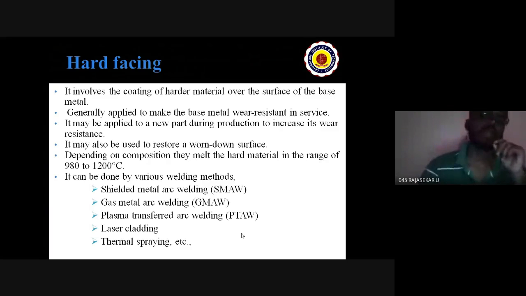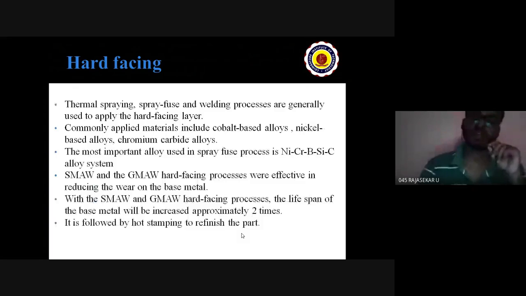Thermal spraying, and spray fuse and welding processes are generally used to apply the hot facing layer. Commonly applied materials include cobalt-based alloys, nickel-based alloys, and chromium carbide alloys. The most important hot material used in spray fuse processes is the nickel chromium boron silicon carbide alloy system, along with SMAW, that is shielded metal arc welding, and gas metal arc welding.